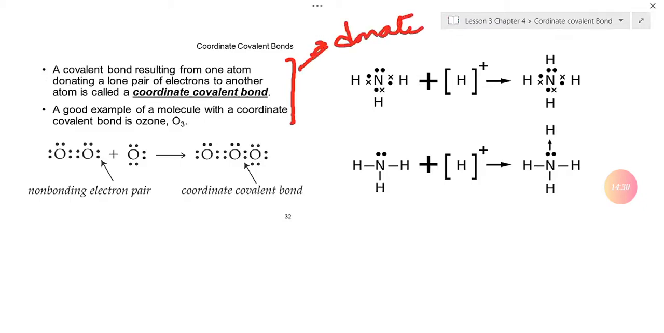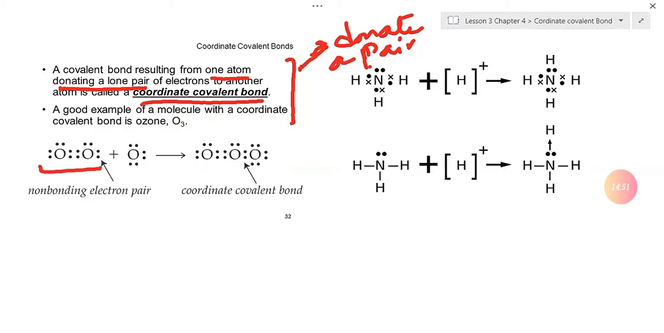This covalent bond is different because in this covalent bond one atom donates a pair of electrons and the other atom is not at all involved in any contribution. So only one atom is involved in donating a lone pair of electrons. This is called coordinate covalent bond.